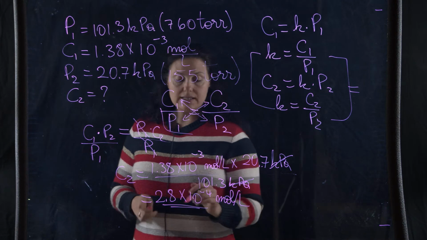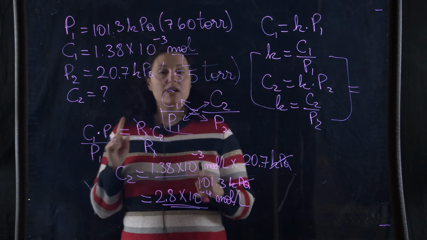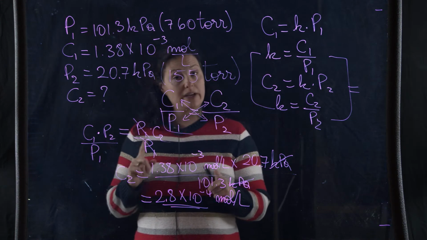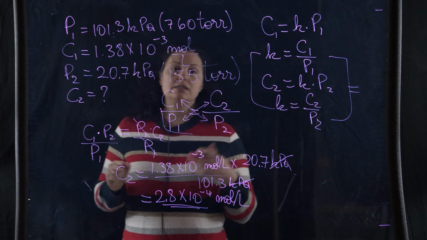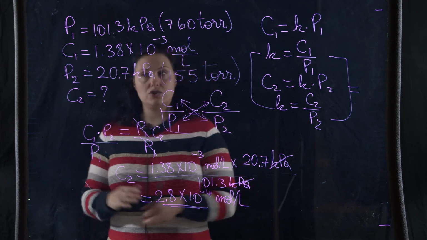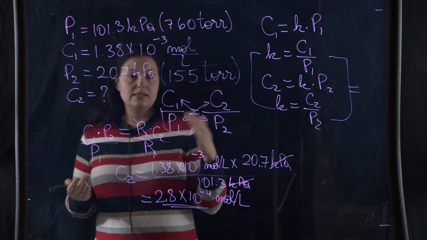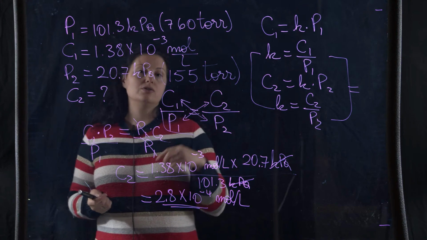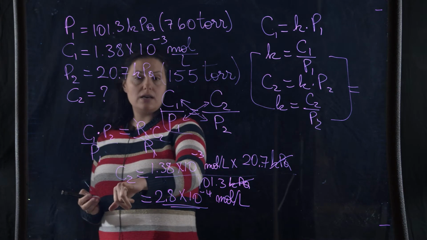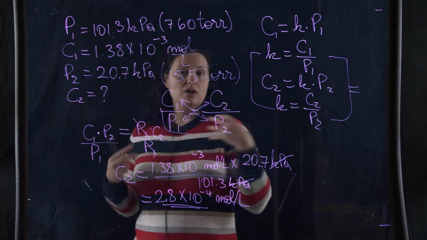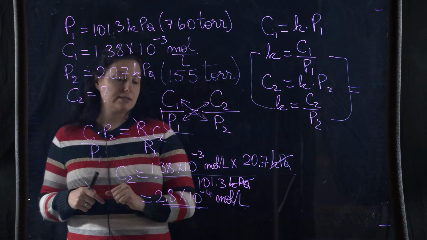Now, let's double check our math to make sure that we've done it right. Because the concentration and the pressure are directly related, if I increase the pressure, the concentration will increase. If I decrease the pressure, the concentration will decrease. Remember, we talked about the example of the soda bottles or the example of the divers. With the increase in pressure, the concentration of the gas dissolved in the liquid also increases.